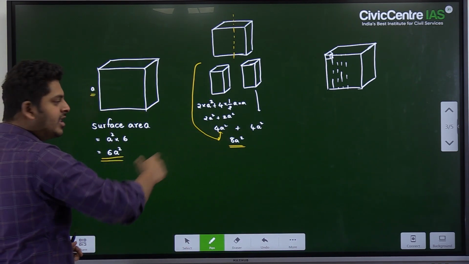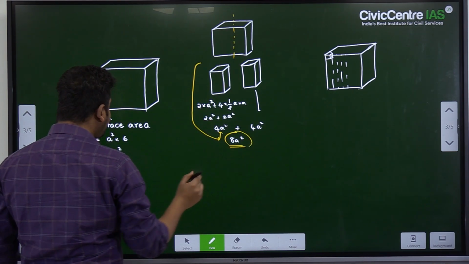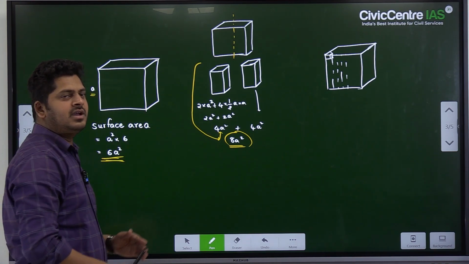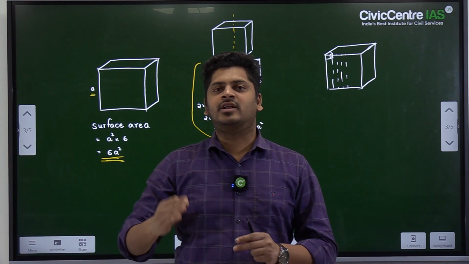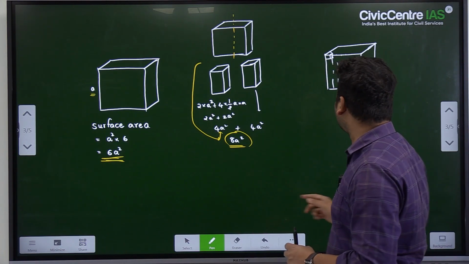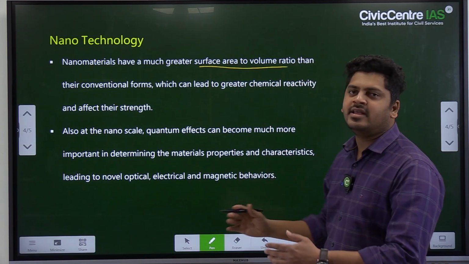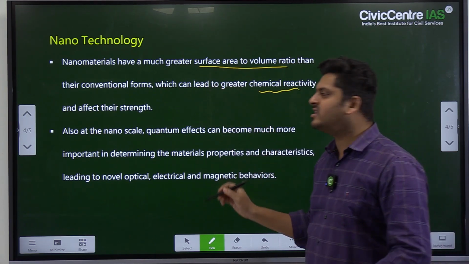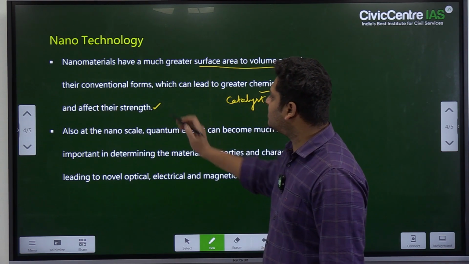Now, if you compare the two values, relatively the surface area when divided into half is more in combined way compared to the one when it's not cut into different parts. Now imagine cutting these into 1 billionth of the parts. When you cut them into so many parts, the surface area is going to be relatively increased by a lot. So this will lead us to increased surface area to volume ratio than the conventional forms, which can lead to greater chemical reactivity, because of this reactivity they can act as a very good catalyst. And they'll affect the strength.